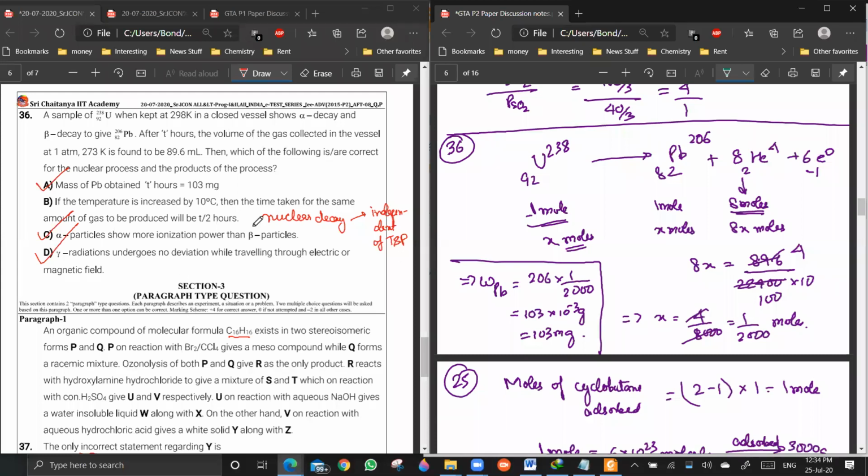Alpha particles show more ionization power than beta particles. And this is something which we have discussed in the properties of alpha, beta, and gamma radiations. You see, alpha particles have more mass, so it has more kinetic energy. It is the kinetic energy which will knock an electron out of the atom. So it will have higher ionization power. Are you getting my point? Yes, sir.